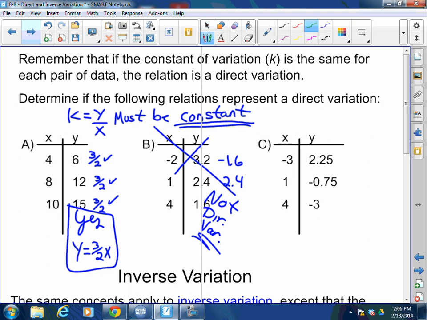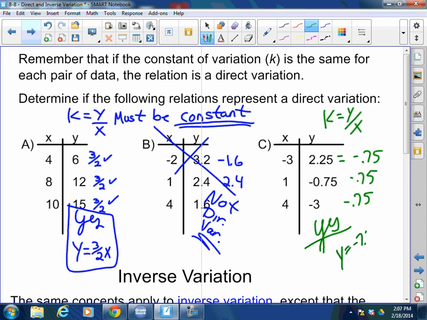0.75 divided by negative 3, believe it or not, is negative 0.75. Negative 7.5 divided by 1, remember, because k is y over x, this is also going to be negative 0.75. Negative 3 divided by 4 is also negative 0.75. So this is a big fat yes, it is direct. And what would my function be? Y equals negative 0.75x. Very good, boys.